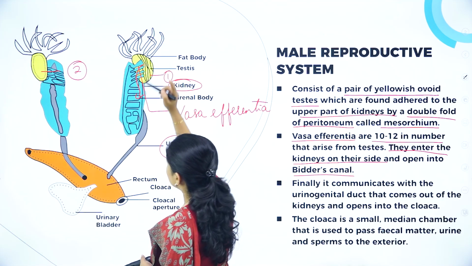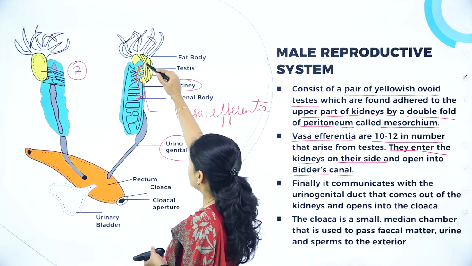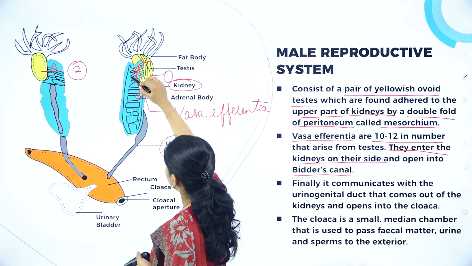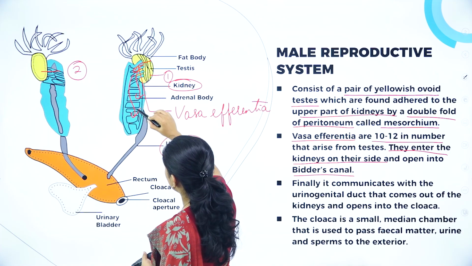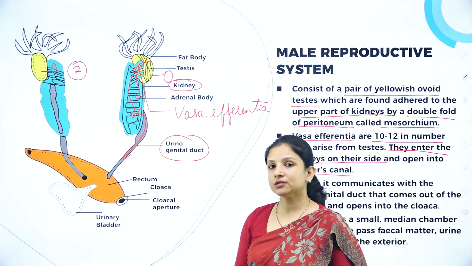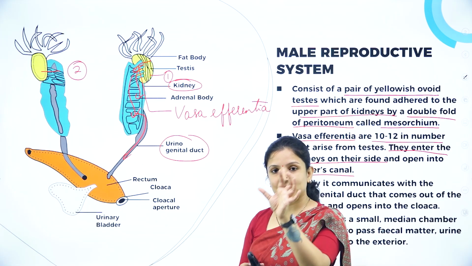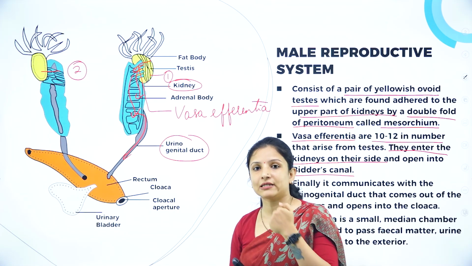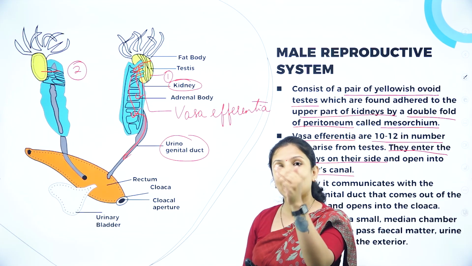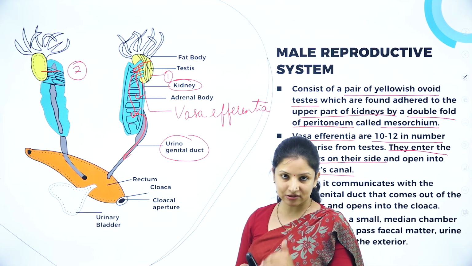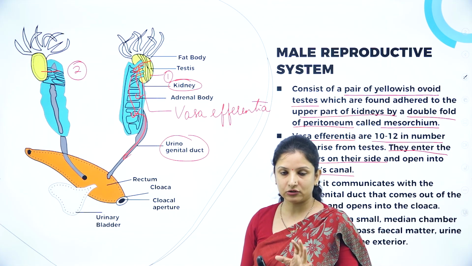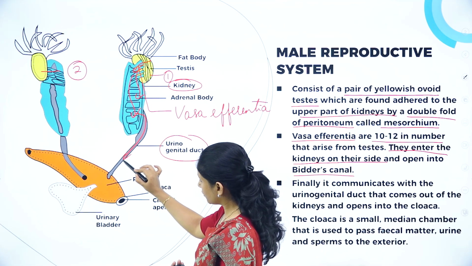So how does the sperm travel here? The sperms are produced in the testis. From the testis, they move to the vasa efferentia, from the vasa efferentia to the Bidder's canal, from the Bidder's canal to the ureter. Why to the ureter? It is because we know that frogs do not have a separate duct or tube-like structure to carry the sperms. It is the ureter itself which performs both the function of carrying the urine as well as carrying the sperms. That is why the ureter is also called the urinogenital duct in the case of frogs. So the sperm travels through the urinogenital duct.